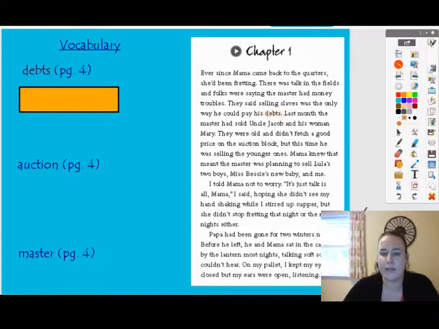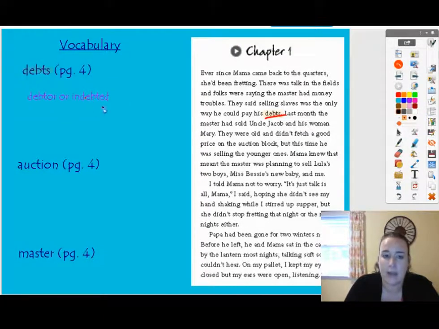So now that we've read the chapter, we can go over some vocabulary words that we came across. Our first one is debts. So you might be thinking of some words that you've heard that have the word debt in it, like debtor or indebted. Those might be words that help you determine what the word debt means. But if you don't have the knowledge of those words, we can also use context clues throughout the text.